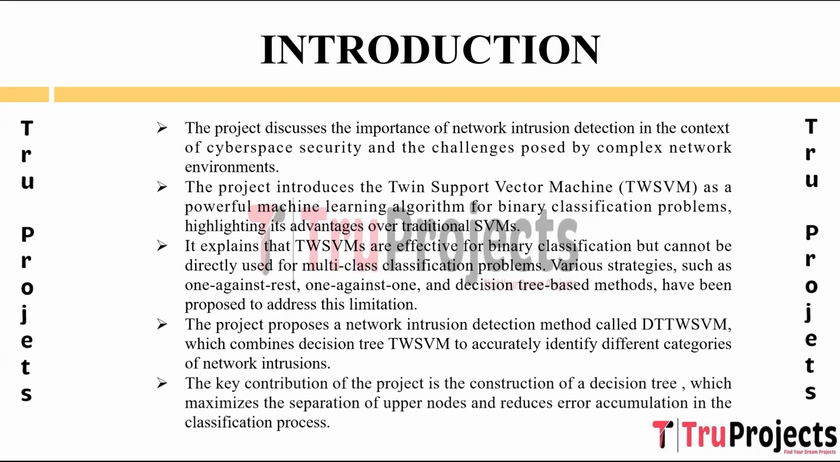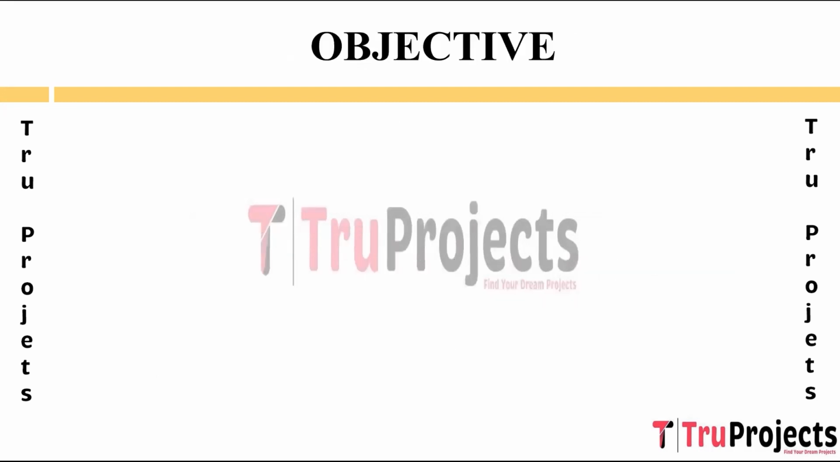A pivotal contribution of the project is the construction of a decision tree within the DTTWSVM framework. This decision tree is strategically designed to maximize separation at upper nodes. By doing so, it aims to reduce error accumulation during the classification process. This optimized decision tree construction enhances the model's accuracy in identifying various types of network intrusions by creating a more discriminative and robust classification structure.